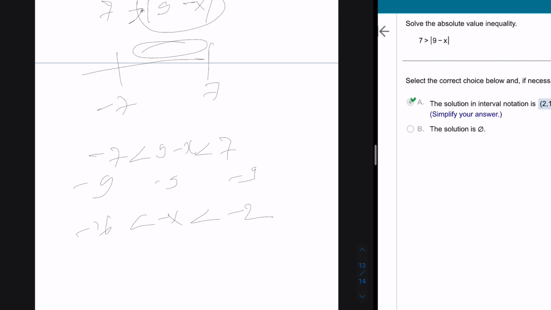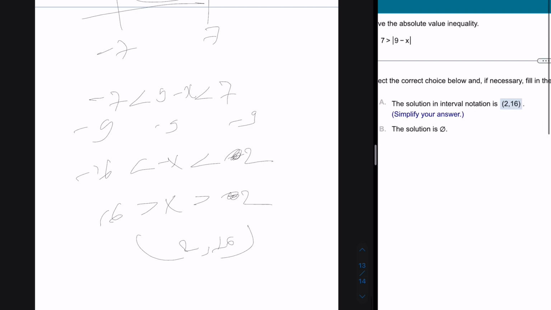So we need to write 16 greater than x, then x greater than minus 2. Our interval is, oh, we are multiplying by minus. Our interval is x is greater than 2, x is less than 6. This is the answer, 2 to 6. Yep.